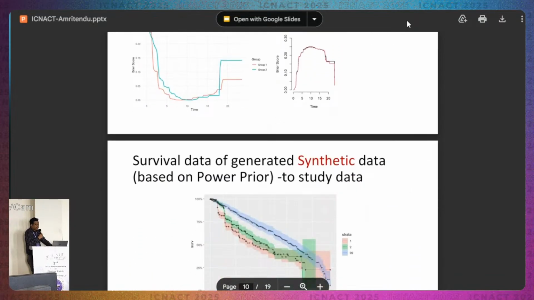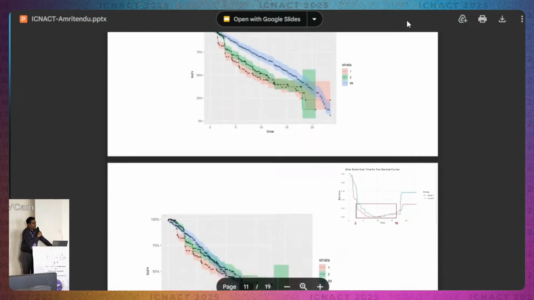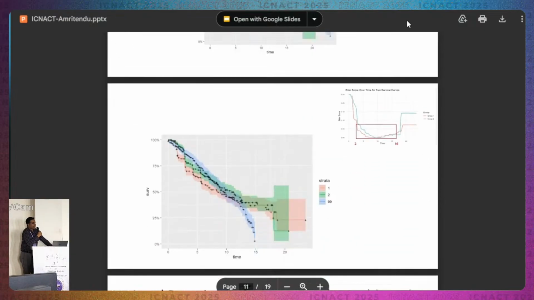We then generated this synthetic data, which is the blue line. But you see that blue line is based on some parameters like lambda. Based on the two data sets, the lambda generated a synthetic data set which is very different around the central part of the time period. So what we did is, based on this Brier score, we separated out the data from 2 to 16 and then generated the data separately for these segments and then regenerated the synthetic data.